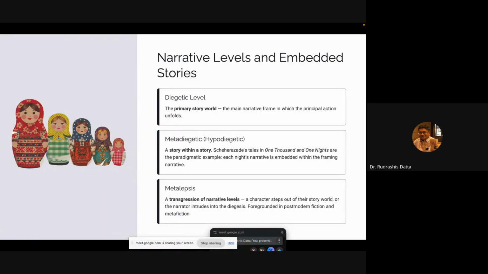And if literature is to reflect life or thought, then this transgression will occur in the narrative. Hence it is called metalepsis. In other words, a narrative form where there is no fixed narrative level.